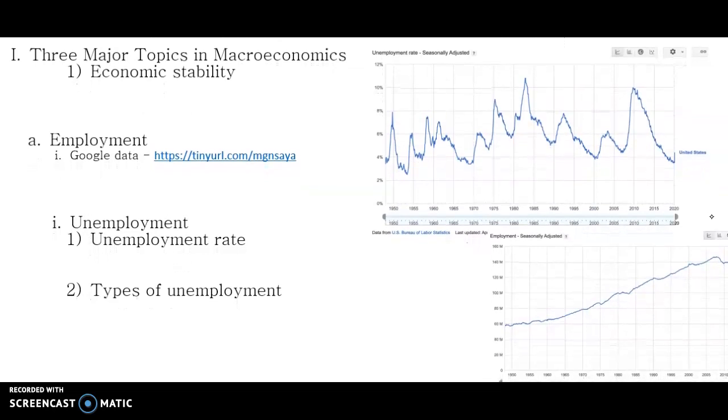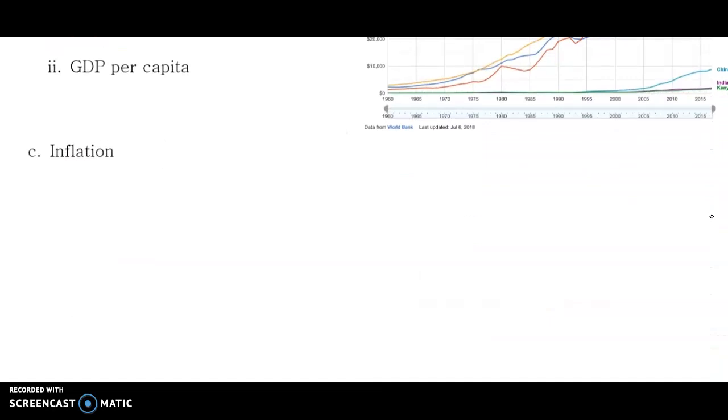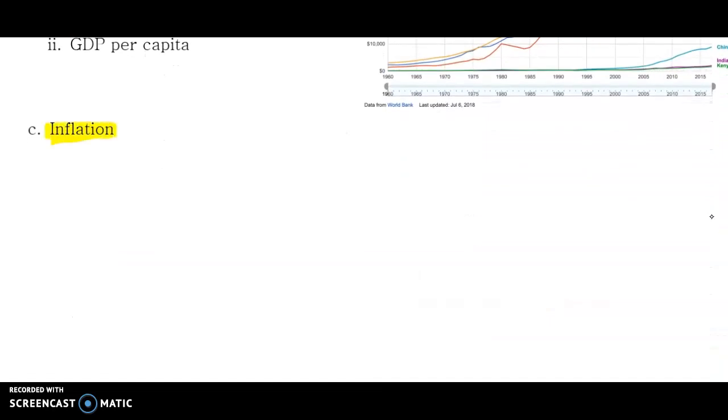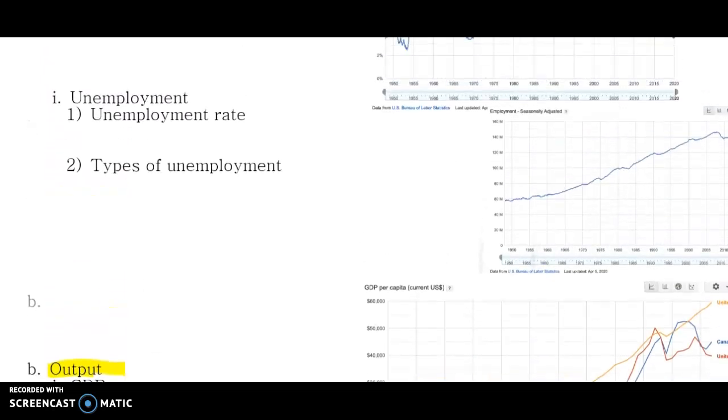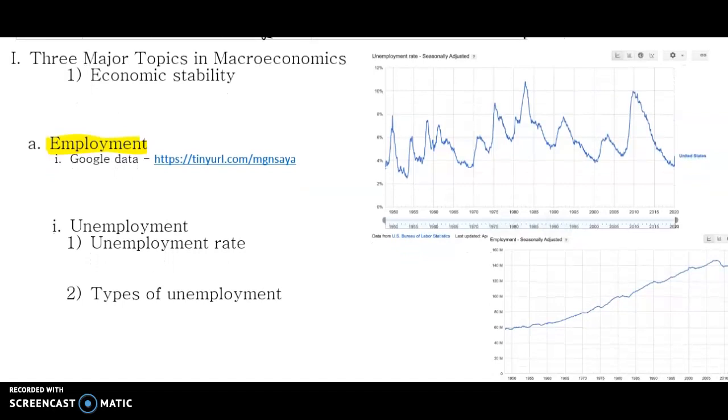So what we're going to do is break down macroeconomics into three key topics. If you look at the key topics really quickly here, it's employment, it is output, and it is inflation. Those are going to be the three key topics in macroeconomics, no matter what level of macroeconomics you're talking about, introductory level or an advanced level. Those are the three key topics of macroeconomics. And so it can get very complex.